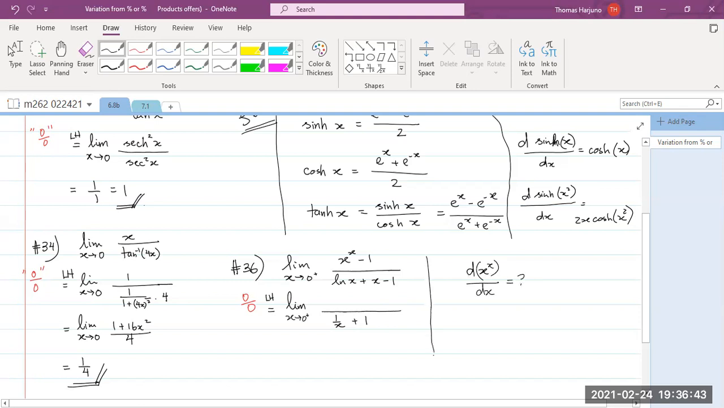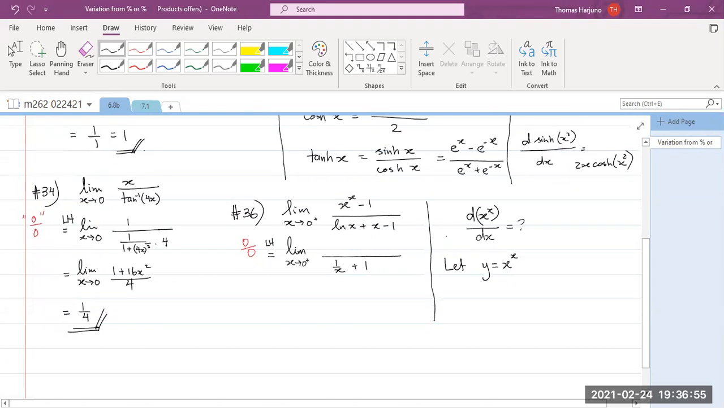So let's do a side work. Okay, let y equal x to the x. Do you remember how to do the derivative for this? In fact, I believe I went over exactly the same question before. If you have a function of x to the function of x, then to do the derivative, you need to apply logarithmic differentiation. So this is natural log of x to the x, which is x natural log of x.